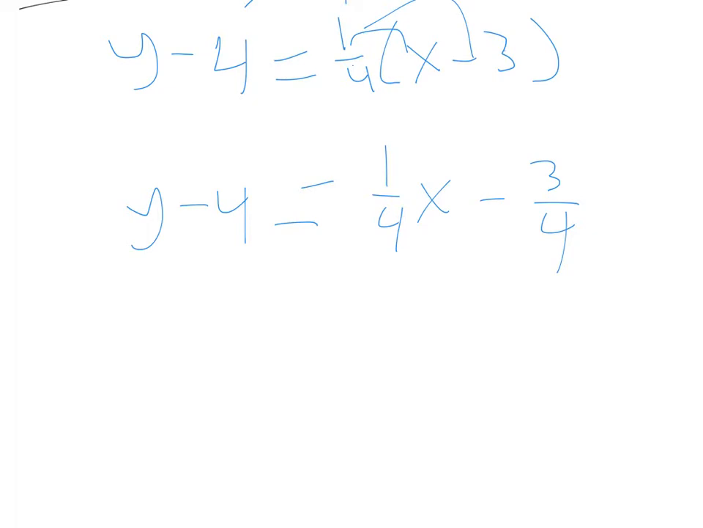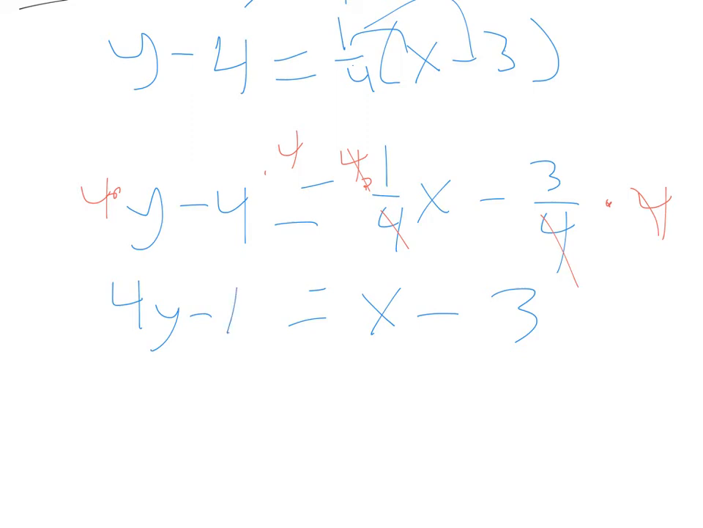So now, if you notice on the right hand side, both fractions have a denominator of 4, so why don't we multiply everything by 4? Get rid of the fractions. The 4's cancel out, so on the right hand side you're left with just 1 times x, or 1x, or just x, and then minus 3. Since the 4's canceled out, you're just left with x minus 3. And on the left hand side you have y times 4, or 4y, minus 4 times 4, which gives you 16.